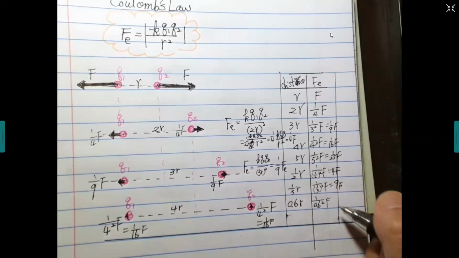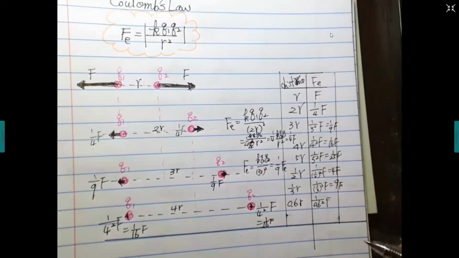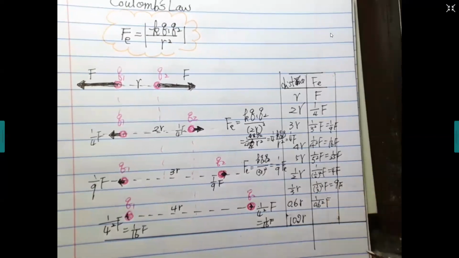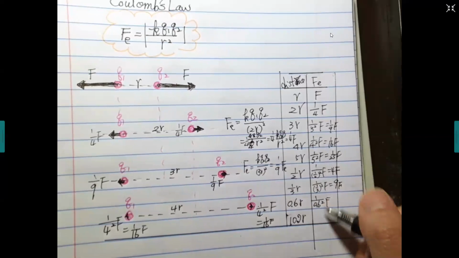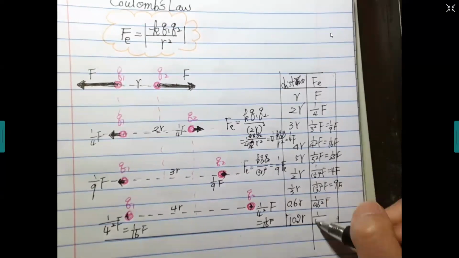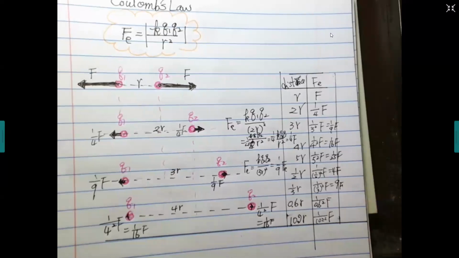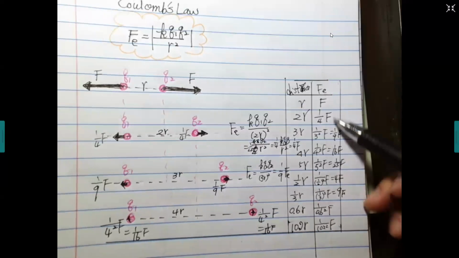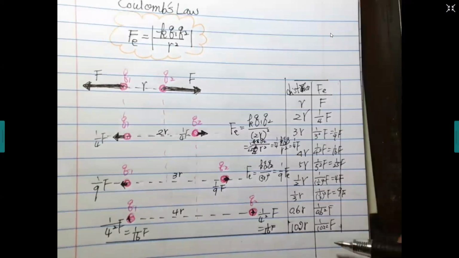So you can do the calculation all by yourself. What happens if the separation becomes this many times the original one? The force will become this many times the original force. Now, this is when the distance varies, the force will vary as well, assuming both charges remain the same.